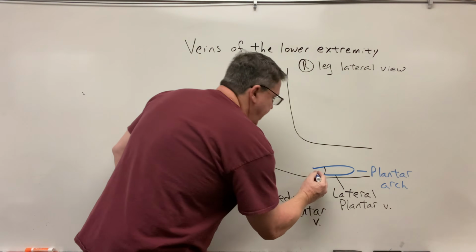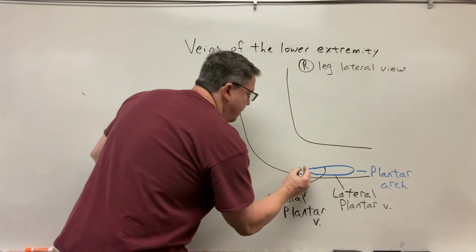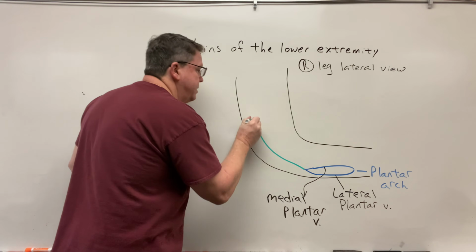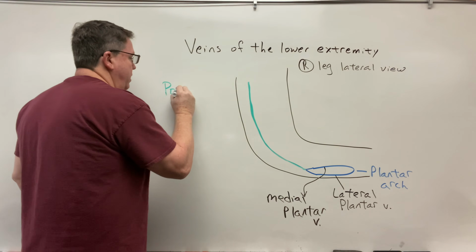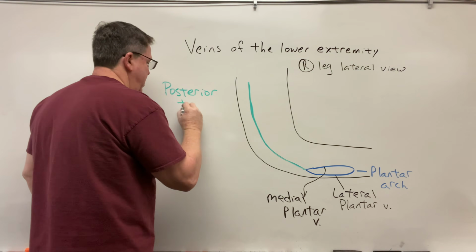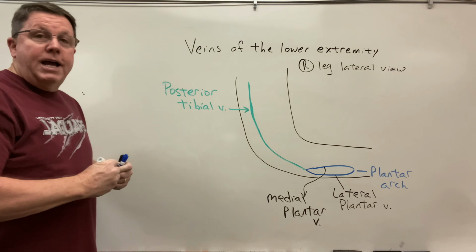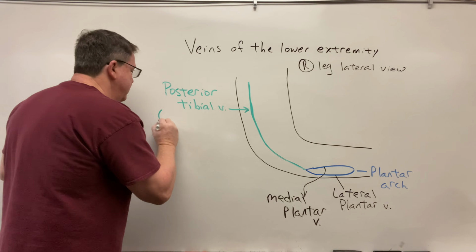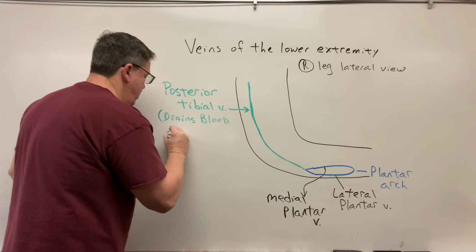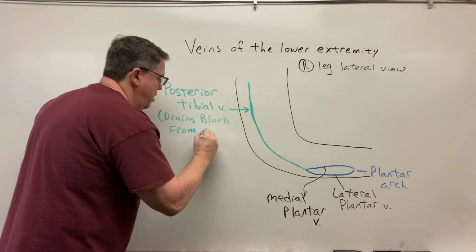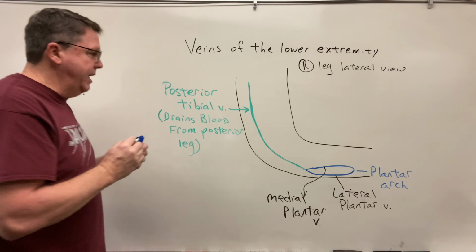Now my two plantar veins are going to come together and they are going to form something called the posterior tibial vein. So here's my posterior tibial vein. Okay, there's my posterior tibial vein right there. Now, this is in the back of the leg, so this is going to drain blood from the back of the leg. Okay, that's what that's going to do.